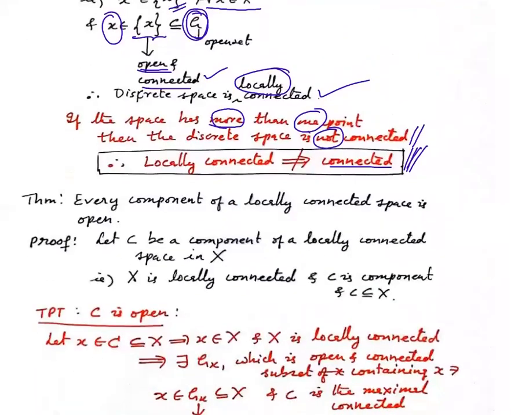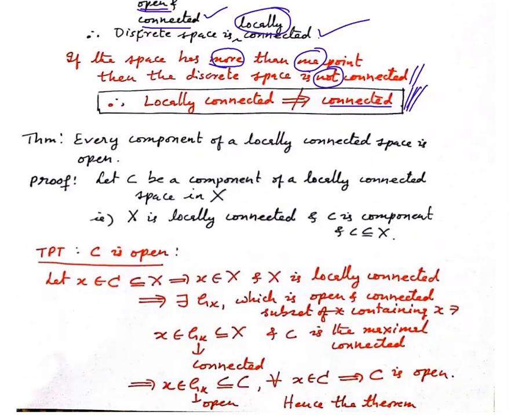Now we shall go to one more theorem on locally connectedness. Every component of a locally connected space is open. We have to prove that every component of a locally connected space is open. We know what a component is: a component is nothing but a maximal connected set. So let C be a component of a locally connected space X. So C is a maximal connected set in X, and X is locally connected.